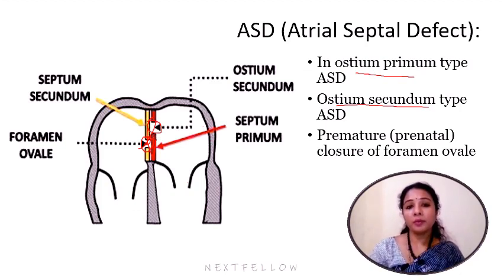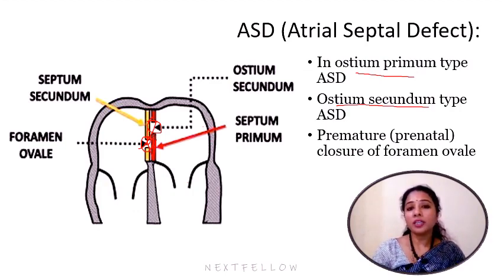In ostium primum type atrial septal defect, the blood keeps flowing from the left atrium to the right atrium through the foramen or ostium primum. In this condition the septum primum fails to fuse with the endocardial cushions, and the defect is immediately above the atrioventricular boundary. It may also be associated with ventricular septal defect as well. It is less common than ostium secundum type, that is secundum atrial septal defect.